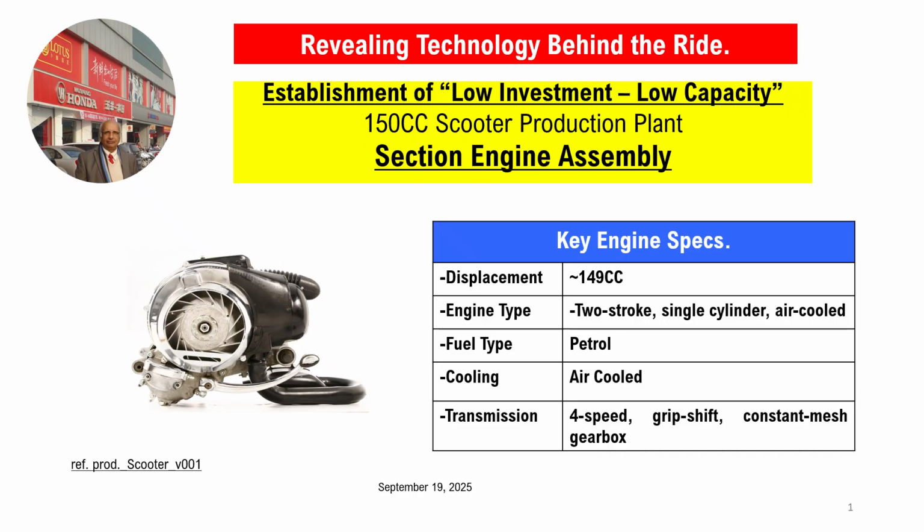150cc scooter. The engine specifications of this scooter are: displacement is almost 149cc, that is about 150cc. Engine type is two-stroke single-cylinder air-cooled. Fuel type is petrol. Cooling is air-cooled as mentioned before. And transmission is 4-speed grip shift constant mesh gear box.